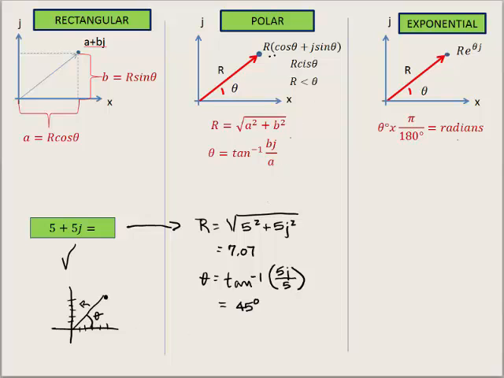So now we have to write it. Remember, there's 3 formats. So we'll pick out this format. You know I like that one the best. So the polar format for 5 plus 5j is written 7.07 CIS 45 degrees. All right? So there is our polar format.